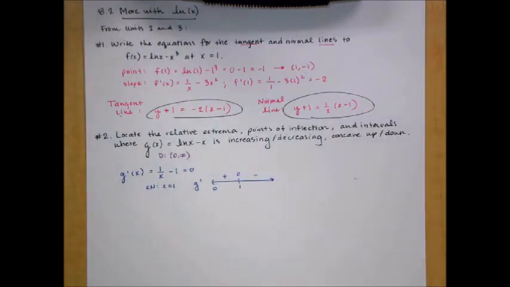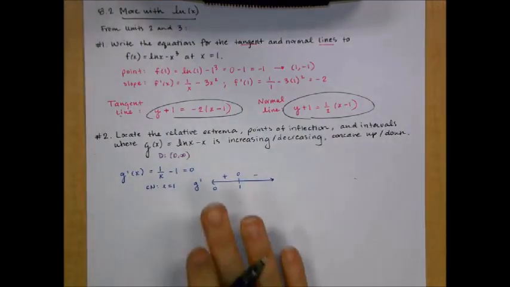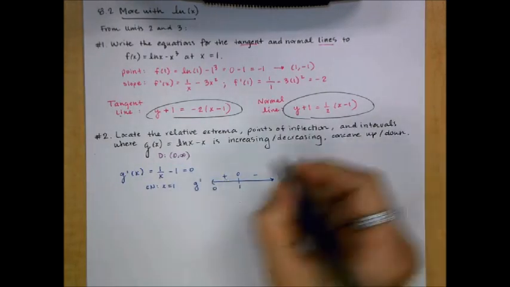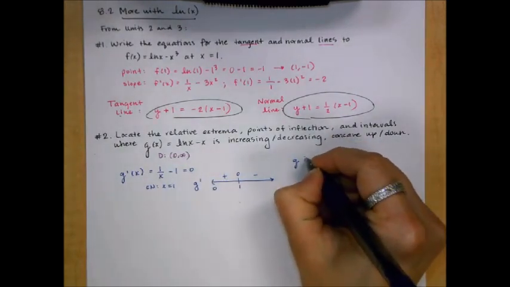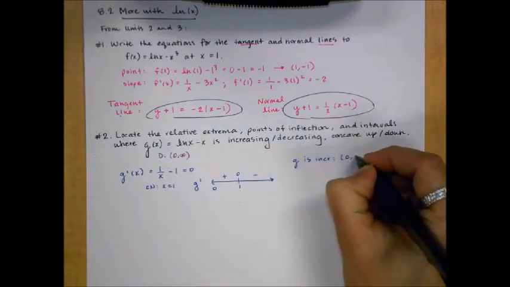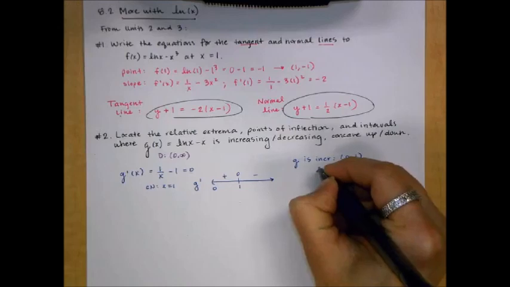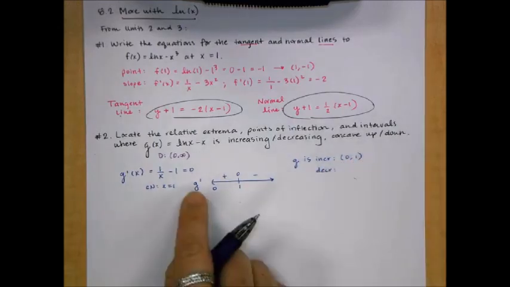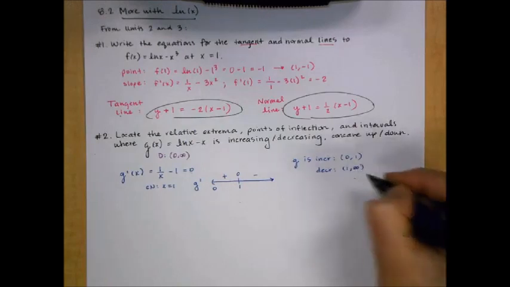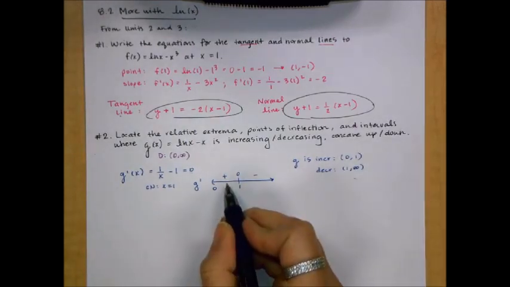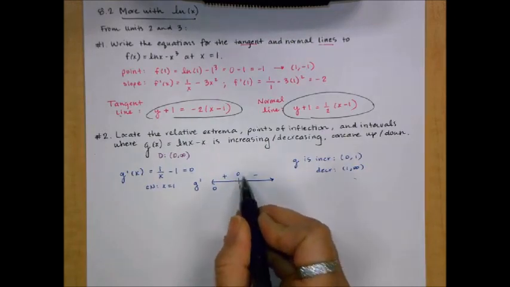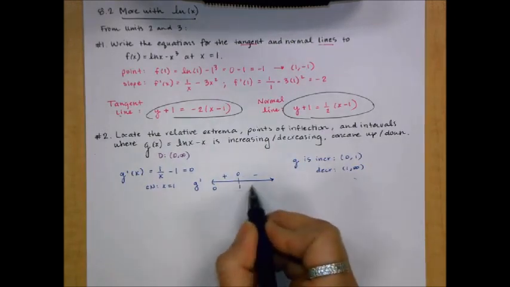And so we do our interpretation here. So when my derivative is positive, I know that the function g is increasing. So 0 to 1. Decreasing where the derivative is negative. And then that sign change from a positive to a negative, or my function increasing then decreasing, tells me that I have a relative maximum.